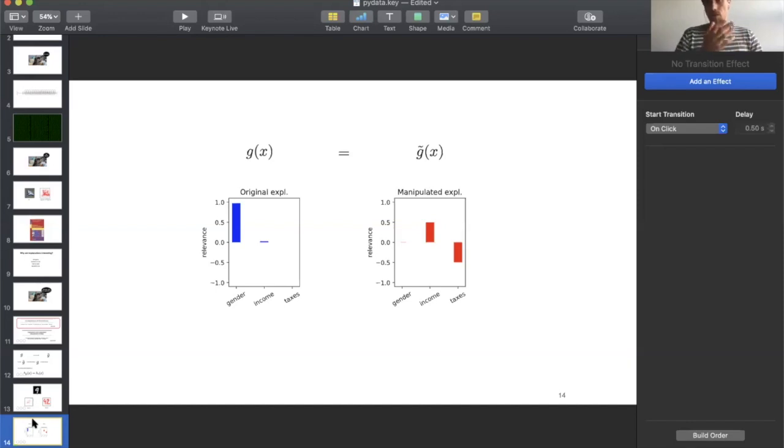And so if you run an explanation method, it would produce some kind of explanation which would look like the one on the left, this blue one. I've just switched the visualization here a little bit, because now it's feature-based, not pixel-based. So I've listed the 3 features: gender, income, and taxes. And I assign relevance, which is normalized such that the total relevance is 1.